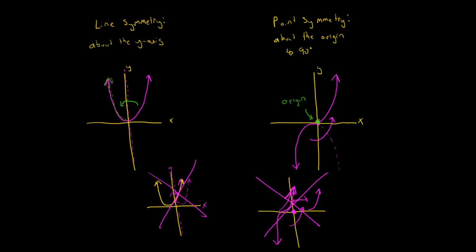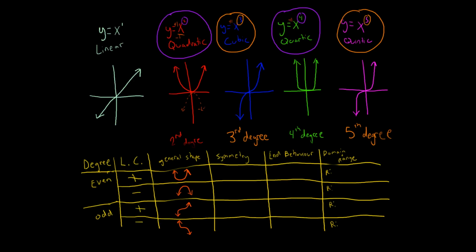So now let's go back to our other page, the diagram, and let's continue filling this in. They will have generally line symmetry, and that goes for the negative ones as well, and then the odd degree ones will generally have point symmetry, but again, not all of them.